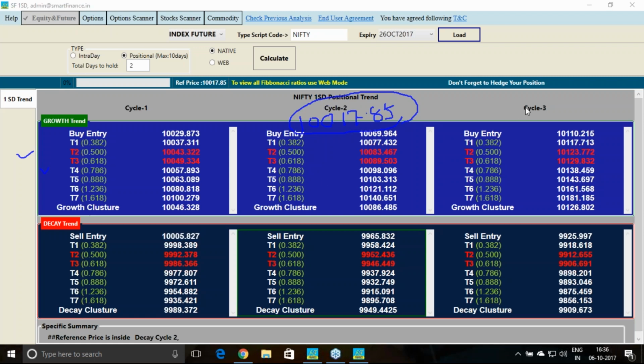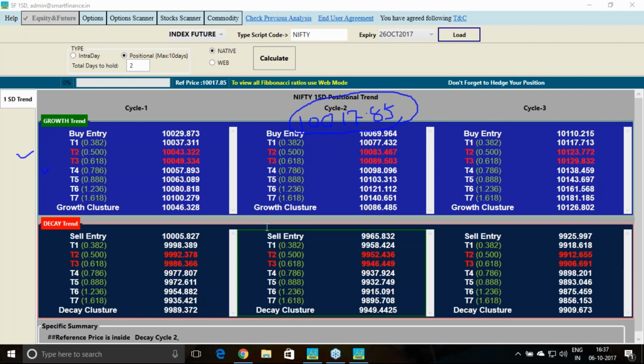Hedging is a must. If you want to stay in the market in the long run, you must hedge. Don't think that without hedging I can win the market. So hedging is very, very important whenever you take a position for 1+ day, because overnight many things can happen. You cannot control those things.